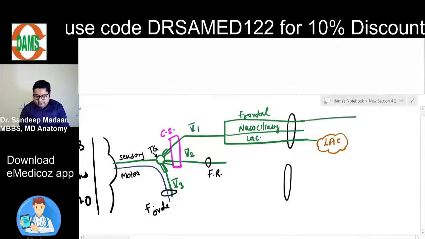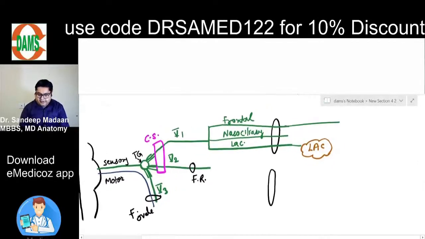Now the frontal will go and divide into two branches, supratrochlear and supraorbital.